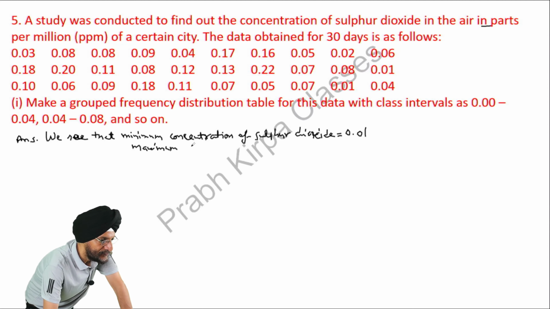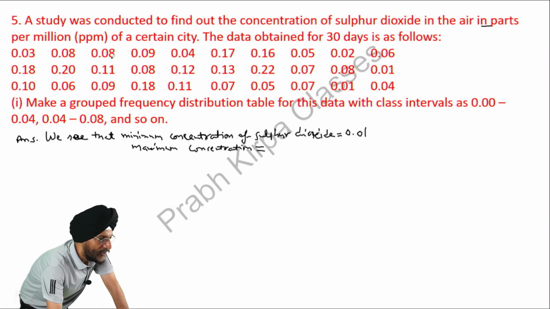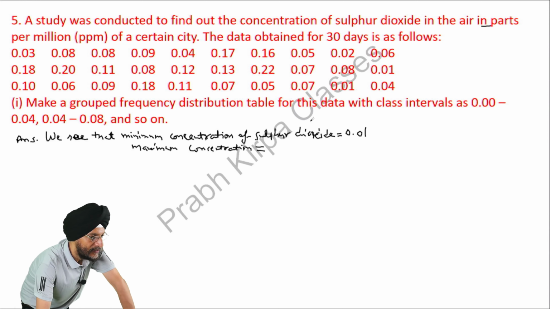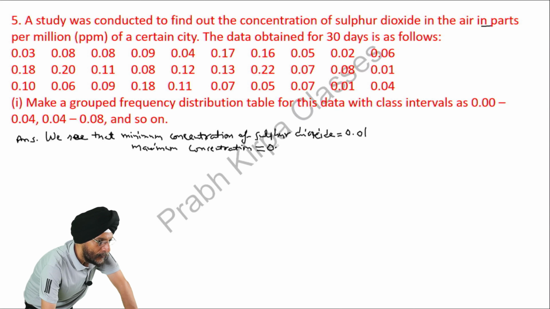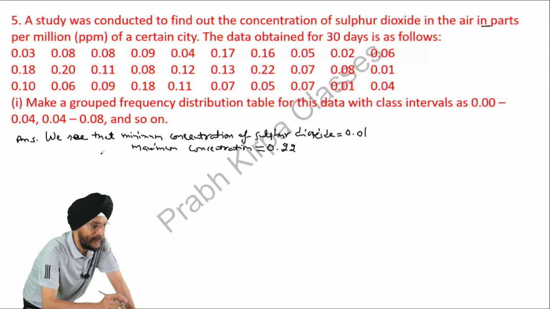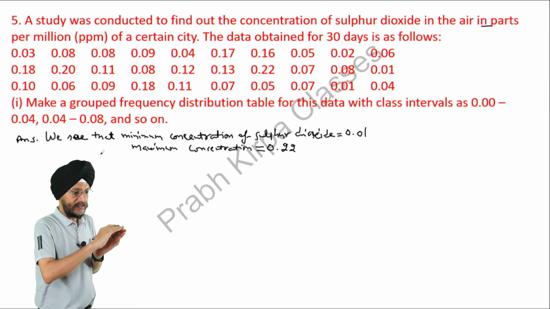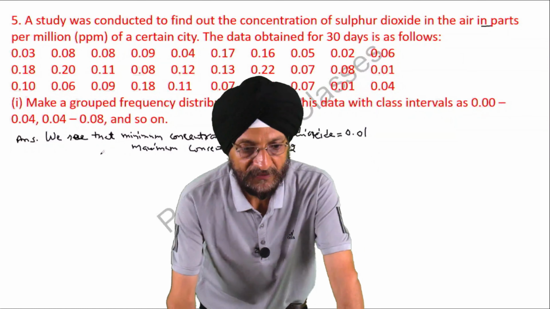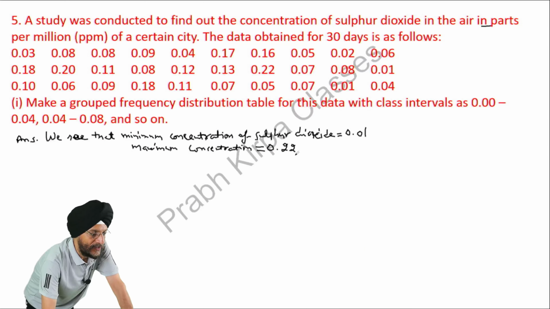So now we will also find out the maximum concentration. 0.08, more than that 0.09, 0.17, 0.18, 0.20, 0.22, 0.22, not more than that. So the maximum concentration is 0.22. So we will have to make the class intervals which cover the maximum concentration up to 0.22.